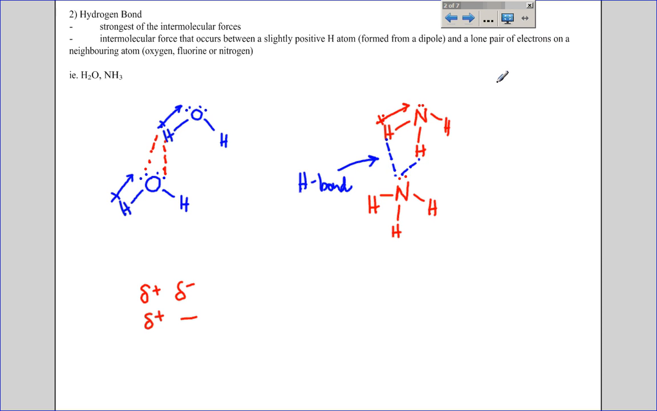Now, the strength of these hydrogen bonds has actually led scientists to redefine hydrogen bond, because most intermolecular forces are thought of as being non-permanent and quite weak, but the hydrogen bond, as it's studied further, is showing that it actually does have significant overlap between the orbitals of the molecules, and it is much more like a covalent bond than other intermolecular forces.